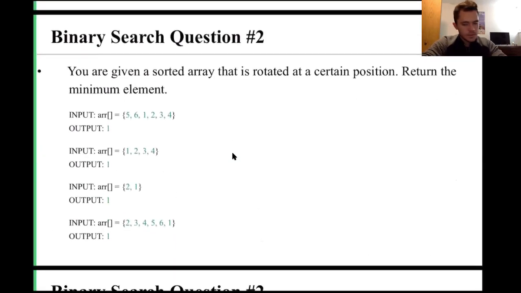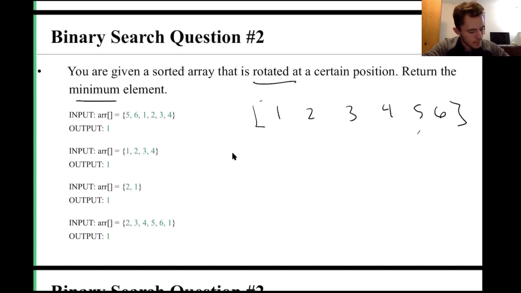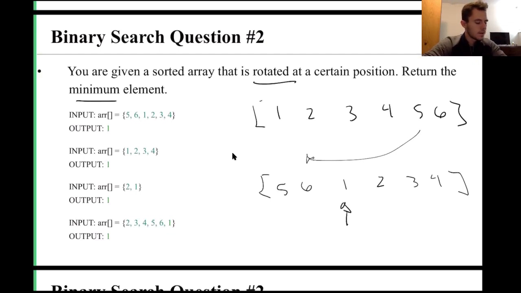Okay, this is a pretty similar-ish question, right? You're given a sorted array that has been rotated, and then we want you to find the minimum element this time, not the maximum element, right? So if we're looking at this first example, this array could have originally been 1, 2, 3, 4, 5, 6, right? And then it was rotated because we took the 5 and the 6 and moved those to the front essentially. So then we now have 5, 6, 1, 2, 3, 4. So it's asking to find the minimum element in this array, right?